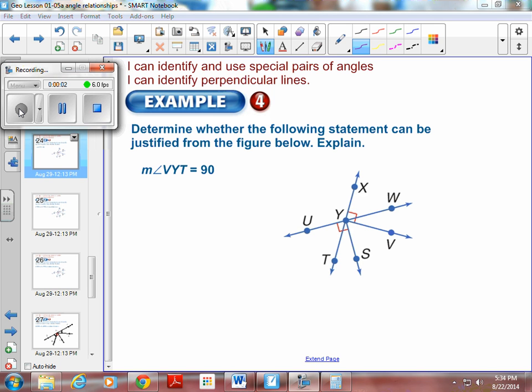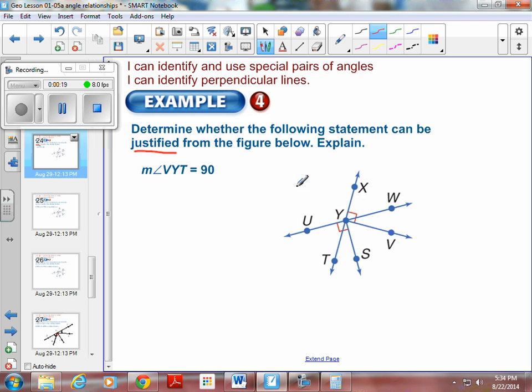Geometry, Chapter 1, Section 5. This is example 4, the last example I'm going to go through. I'm going to go through these probably kind of fast, though. Determine whether the following statements can be justified from the figure below. Explain. Justified. Okay? So you can't just say, because I said so.